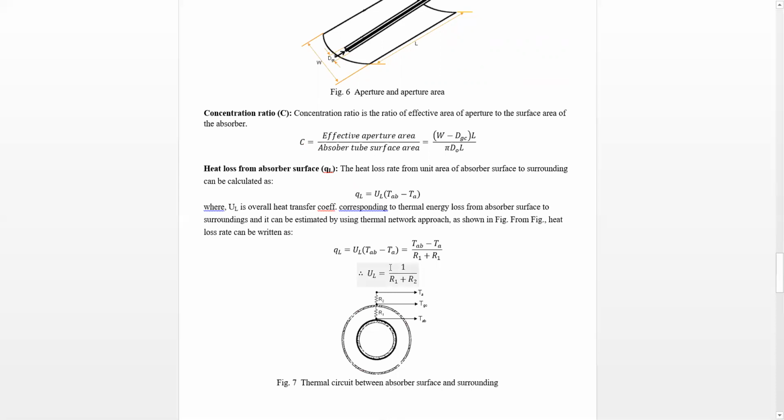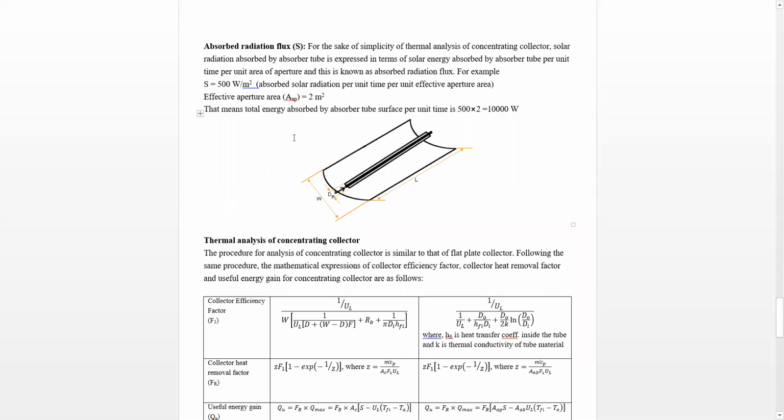T_A is the ambient temperature. So Q_L is equal to U_L (T_AB minus T_A), which is equal to the temperature difference across this tube, T_AB minus T_A, upon the resistance R1 plus R2, right? R1 is the convective resistance between this tube surface and the glass inner surface, and R2 is the convective heat transfer resistance between the outer surface of this glass and the surrounding.